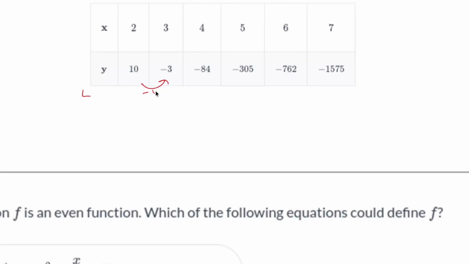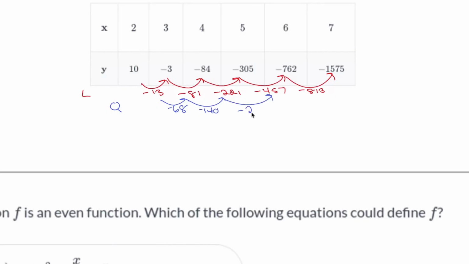You subtract 13. Subtract 81, I can handle that. Subtract -221. Subtract -457. I think, yep, subtract 813. So yeah, not linear. Is it quadratic? Subtract 68. -140. -236. -356, so not quadratic, not quadratic at all.